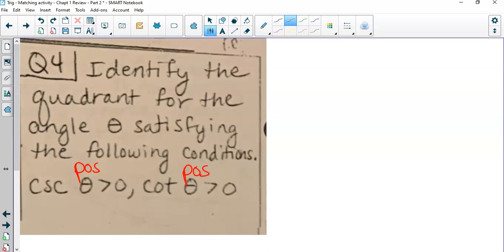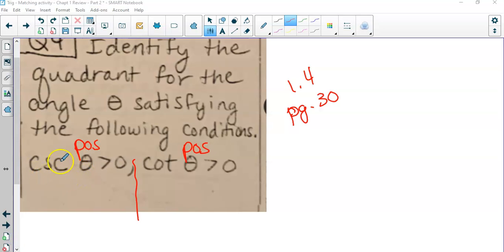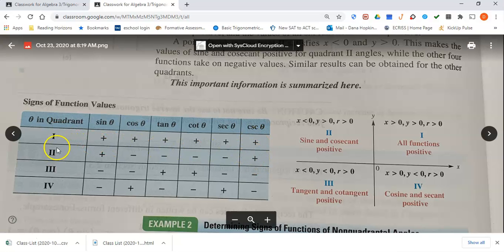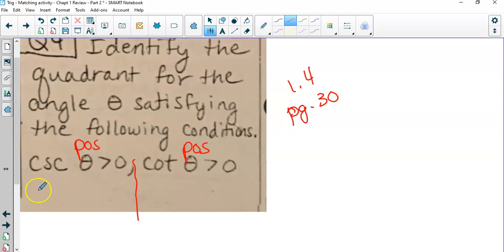Again, we're going to go back to that page 30, and we're looking in section 1.4. So first I'm going to figure out where the cosecant is positive, and I'm going to list those quadrants. So let's look at cosecant. Here we go, cosecant. And we're going to list the quadrants where the cosecant is positive. That would be quadrants 1 and quadrant 2.